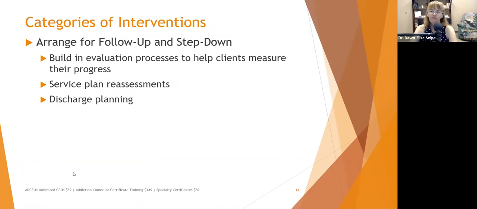We want to arrange for follow-up and step down by building in evaluation processes to help the client measure their progress and conduct service plan reassessments. So have them keep logs and journals so we can look at it objectively and figure out what the next step is and start planning for discharge so we can identify what resources they're going to need when they're not as intimately involved in care on a daily basis.